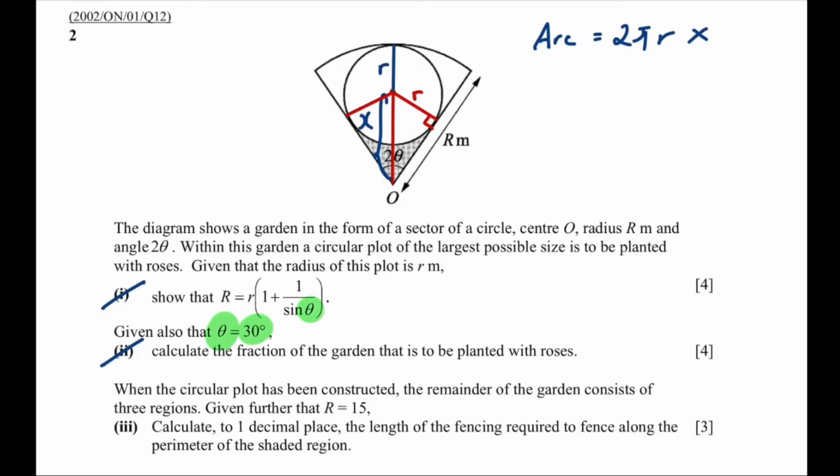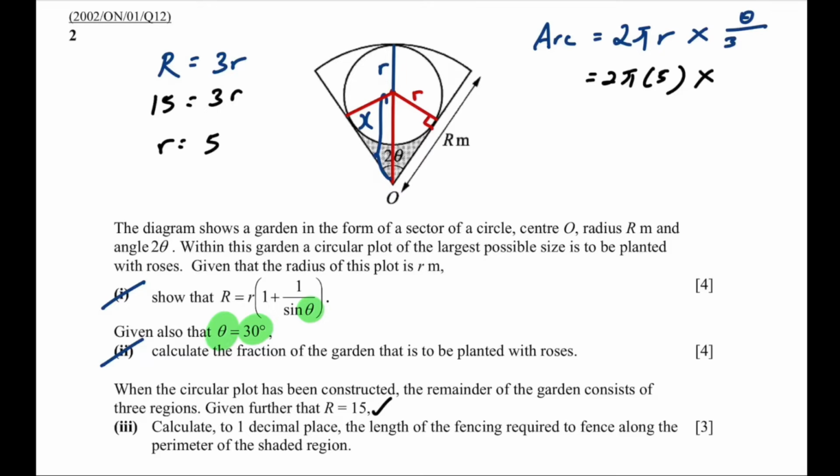Oh, but just now I know already. Just now you see, I have capital R equals 3r, right? And now R is 15. So meaning to say small letter r should be 5. So I know everything already. So 2 pi r I can write as 2 pi 5 times theta over 360. 60 here, because it's 30 degree for theta, 2 theta 60. Supplementary opposite angle for a kite, so it's 120 degree.